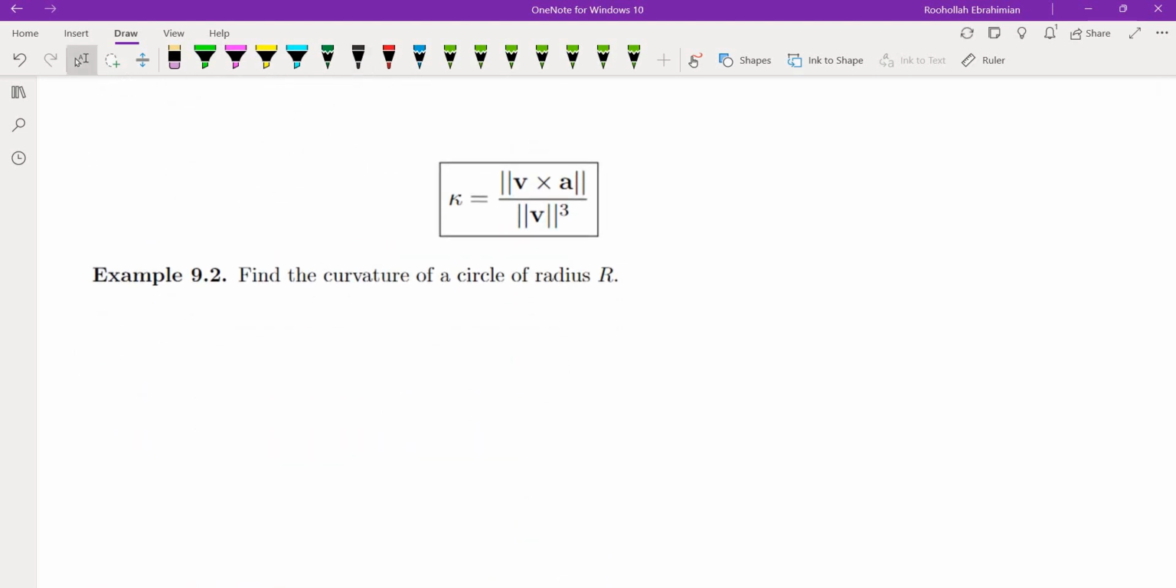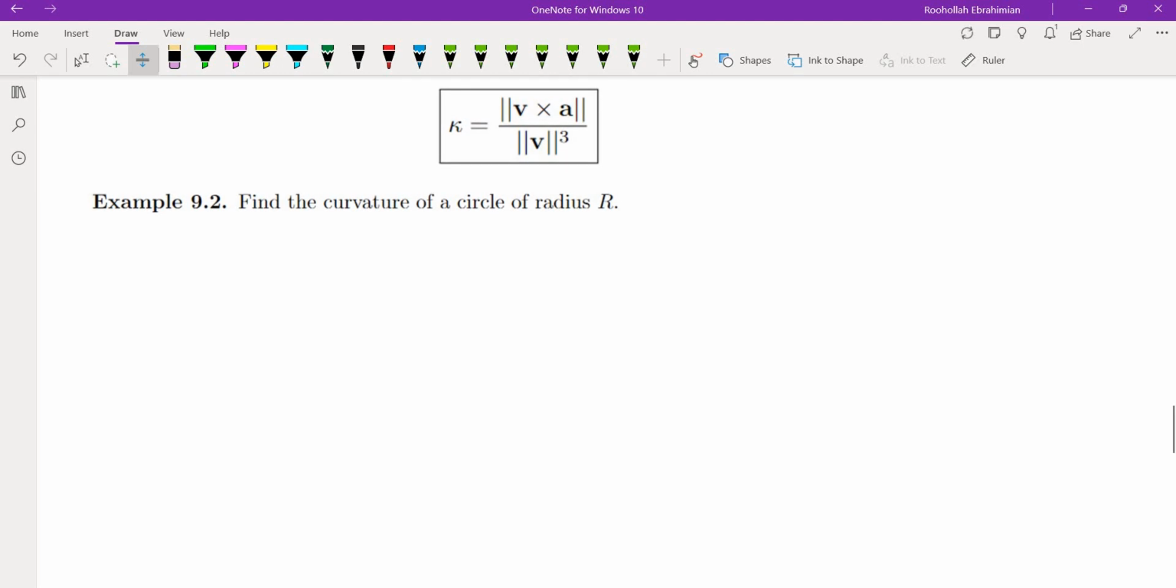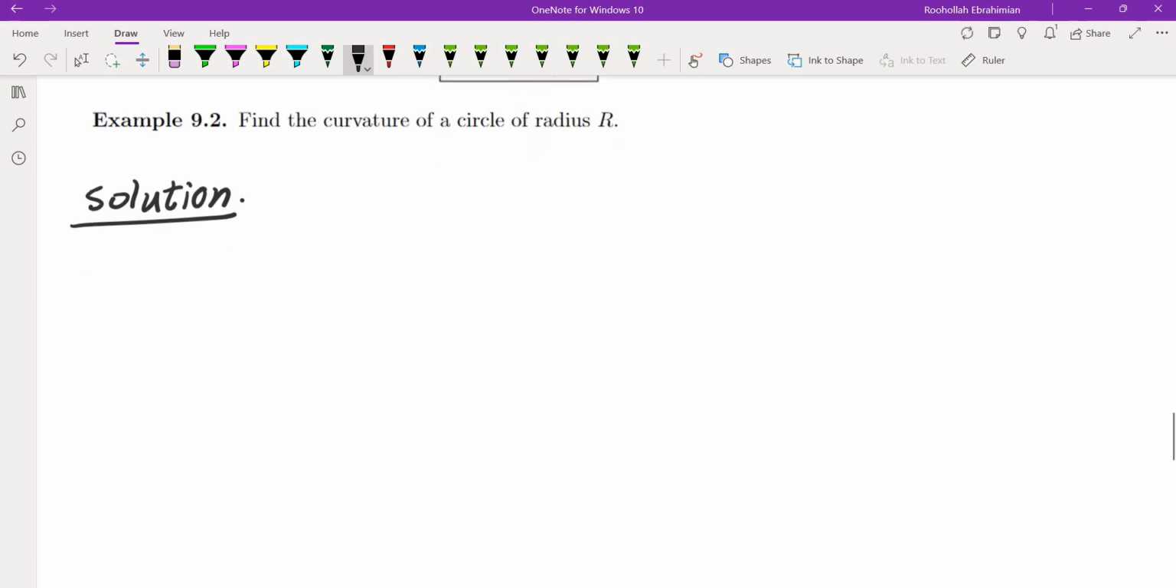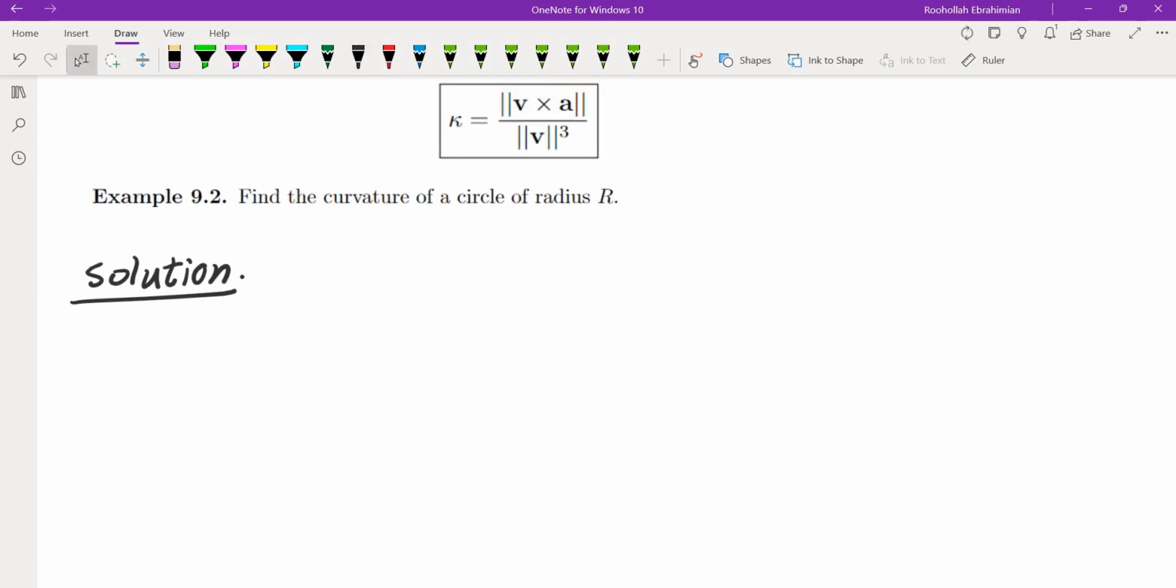So let's do an example, and that's the formula that I have summarized here. So let's do two examples on this. Find the curvature of a circle of radius r. So in order to find the curvature, we need to find velocity and acceleration, find the cross product, and then divide the magnitude of it by the magnitude of velocity cubed. So the first thing is we need to find the velocity. But in order to find the velocity, we need a parametrization. So let's just start with the parametrization. Parametrization for a circle of radius r would be r cosine t, r sine t.